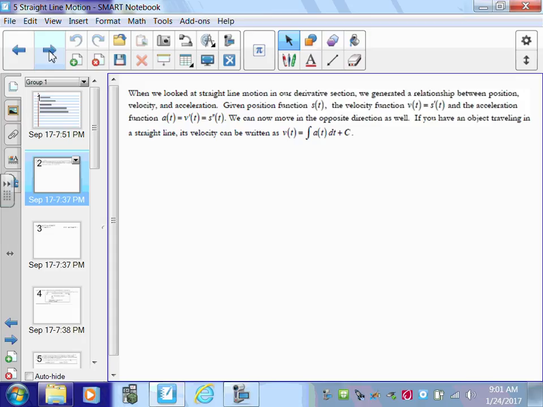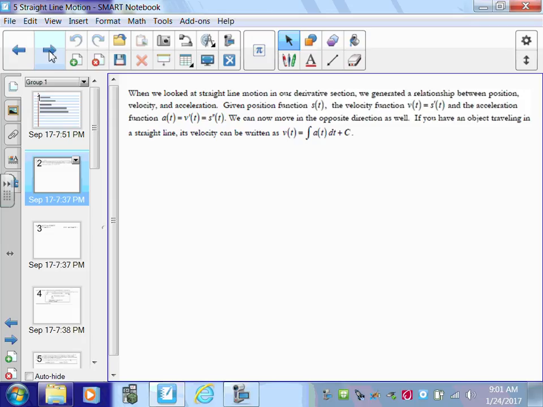Velocity and acceleration. Let's say you have a position function s of t. The velocity would be the first derivative of your position, and the acceleration would be the second derivative of your position. So would you say that to find the velocity, you would just integrate the acceleration?